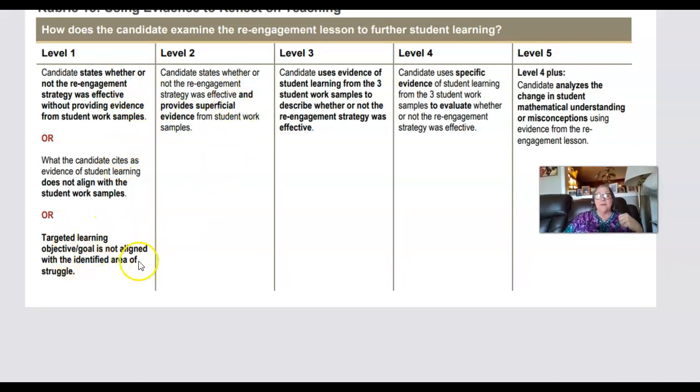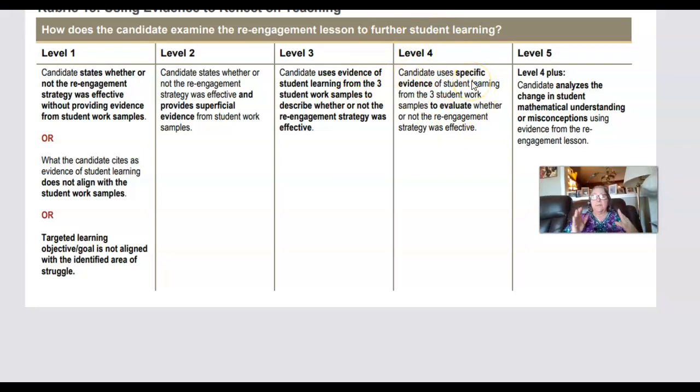If it's not based on the learning target that you talked about earlier, then it's going to get a 1. Or if you just cite other evidence that's not in your work sample, and that's all the evidence you've got, that's going to be a 1. So a 3 is really just talking about the evidence from your work sample and saying, this is how I'll know whether or not the strategy worked. And the more specific you get, the better your score.